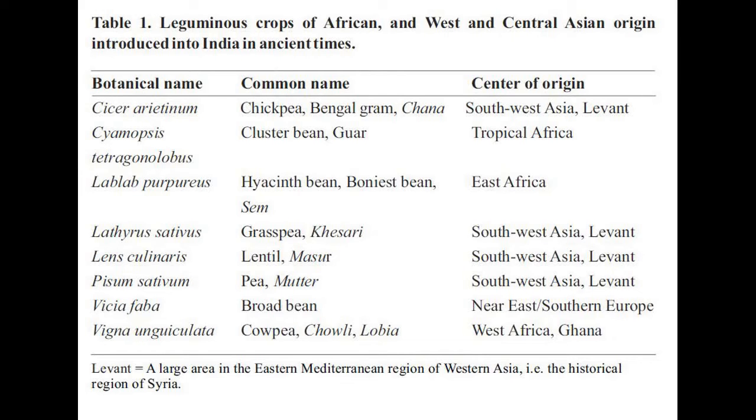Now onto the hyacinth bean, also known as lablab. It belongs to the species Lablab purpureus. It's a climbing vine known for its bright purple flowers, and its bean pods contain up to 4 seeds.